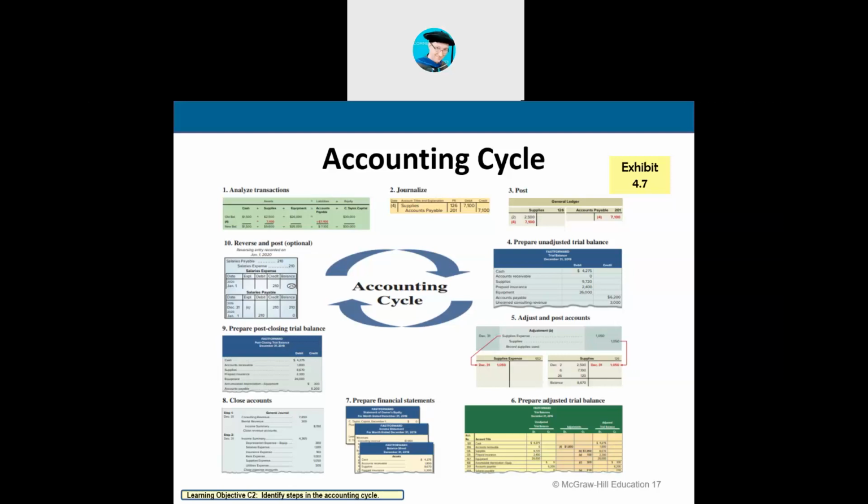Step 6 is we prepare an adjusted trial balance. Step 7 is we prepare the financial statements. Step 8 is we prepare the closing journal entries. Step 9 is we prepare the post-closing trial balance. Make sure your total debits equal total credits. Step 10 is we reverse and post if there's any record. Step 10 is optional, right?